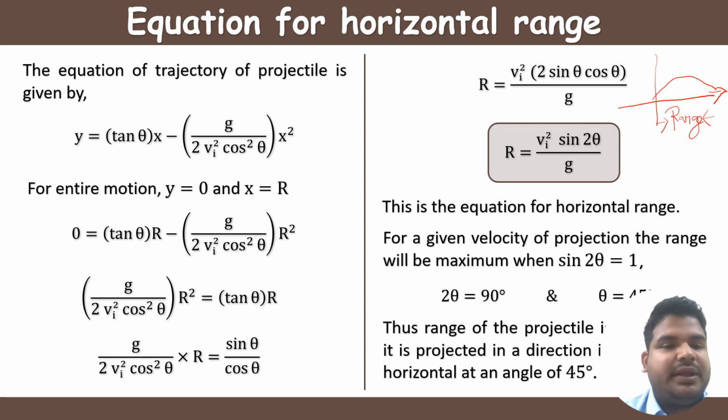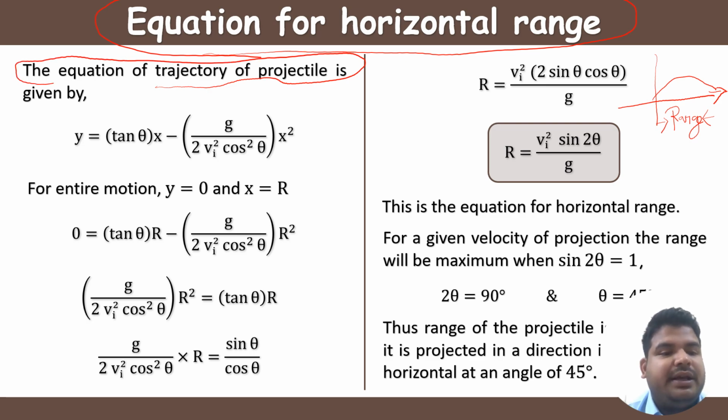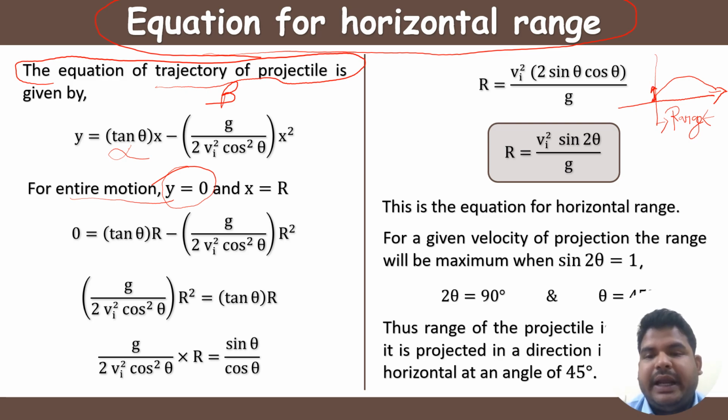Okay, equation of horizontal range. How can you get the range of a projectile? Suppose the equation of trajectory of a projectile is given by y is equal to x tan theta minus and so on. This is alpha and this is beta. You know very well, for the entire motion, y is equal to 0. Y is equal to 0 means the initial and final positions in the vertical direction are the same, y equal to 0.